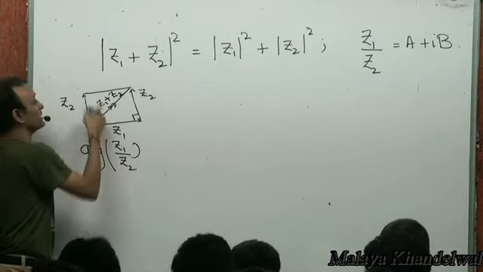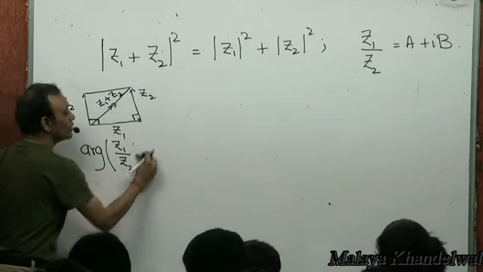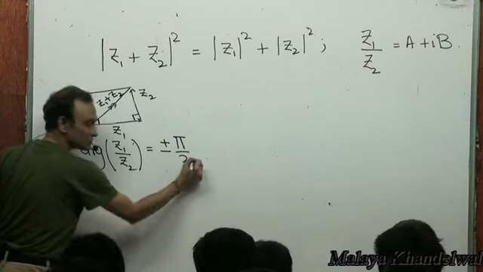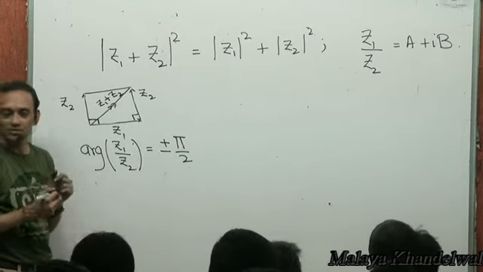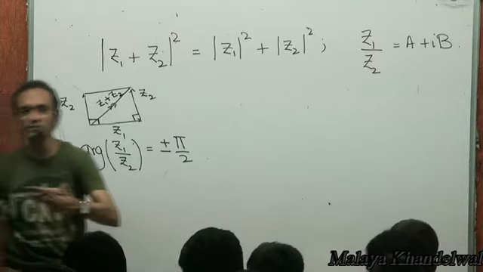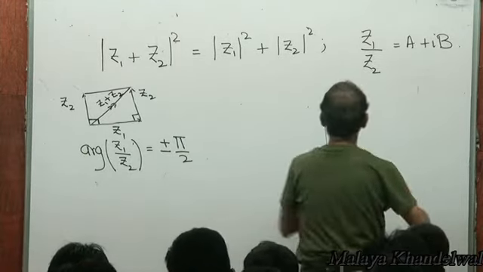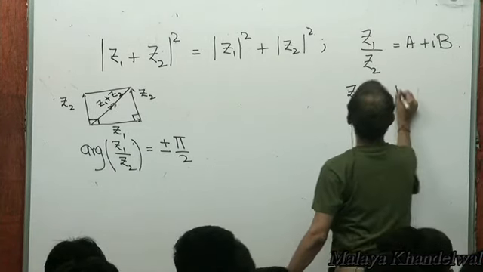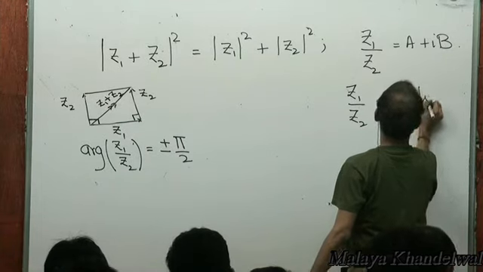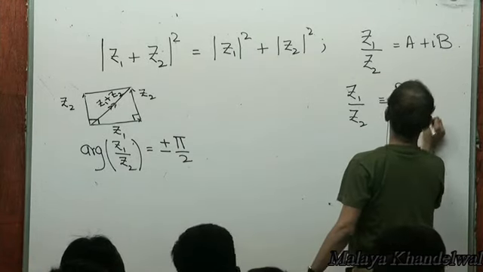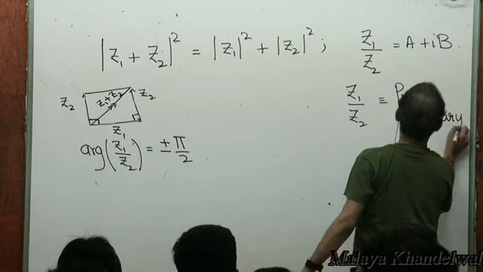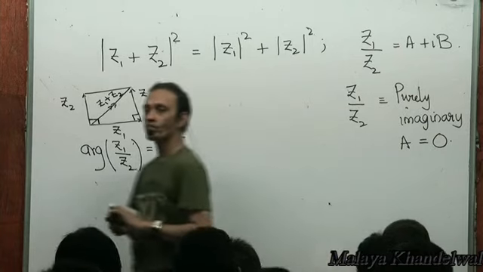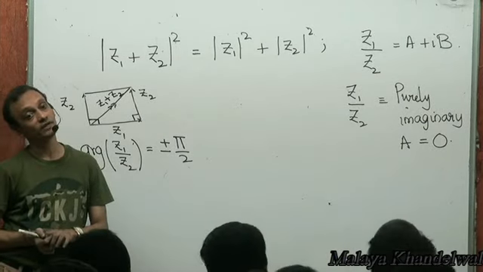And if this is 90 degrees, can I say the argument of Z1 by Z2, the amount by which you must rotate the denominator vector so that it coincides with the numerator vector, could be plus or minus pi by 2, depending on their relative orientations. Yes or no? And if the argument of a complex number is plus minus pi by 2, it must be purely imaginary. That means Z1 by Z2 must be purely imaginary, and therefore A must be 0. Yes or no?